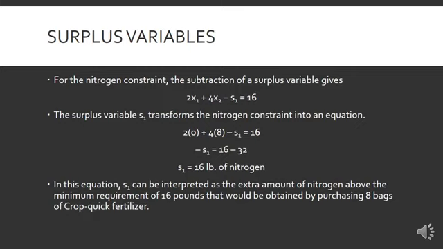Ibig sabihin, maliban pa dun sa minimum na 16 pounds, okay, nagdagdag pa tayo ng 16 pounds of nitrogen. In this equation, S sub 1 can be interpreted as the extra amount of nitrogen above the minimum requirements of 16 pounds that would be obtained by purchasing 8 bags of crop quick fertilizer. So, yung surplus variable ay yung idinagdag na resource maliban pa dun sa minimum amount. In this case, nitrogen.